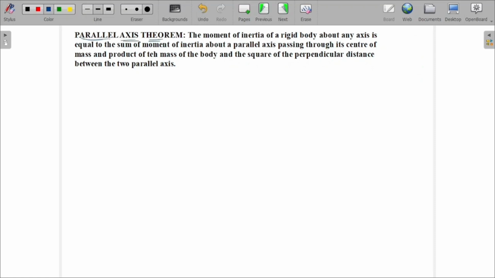The parallel axis theorem: the moment of inertia of a rigid body about any axis is equal to the sum of the moment of inertia about a parallel axis passing through its center of mass, and the product of the mass of the body and the square of the perpendicular distance d between the two parallel axes. So let's prove this.